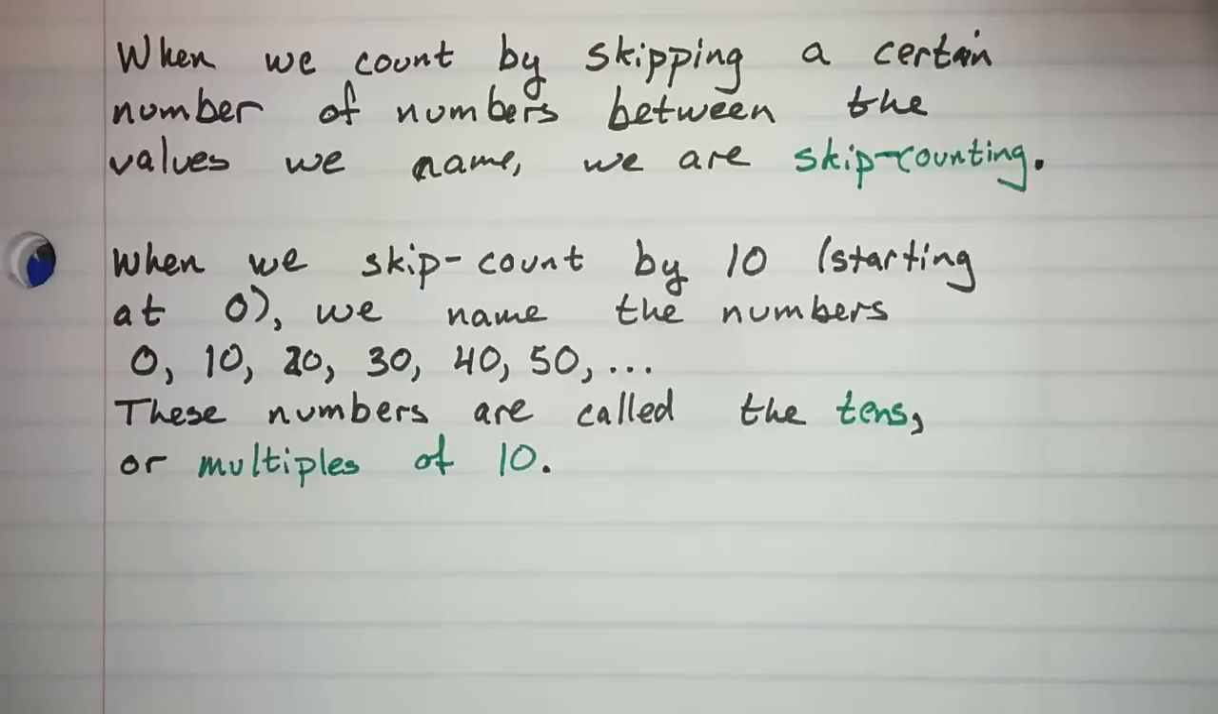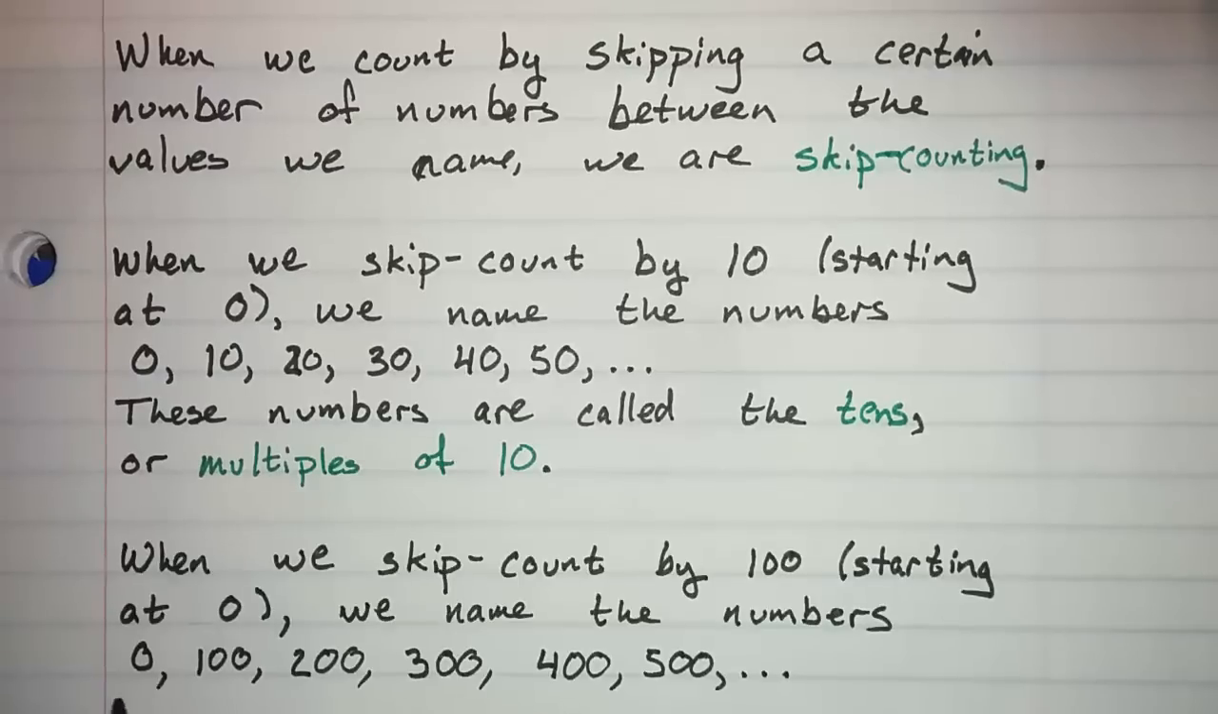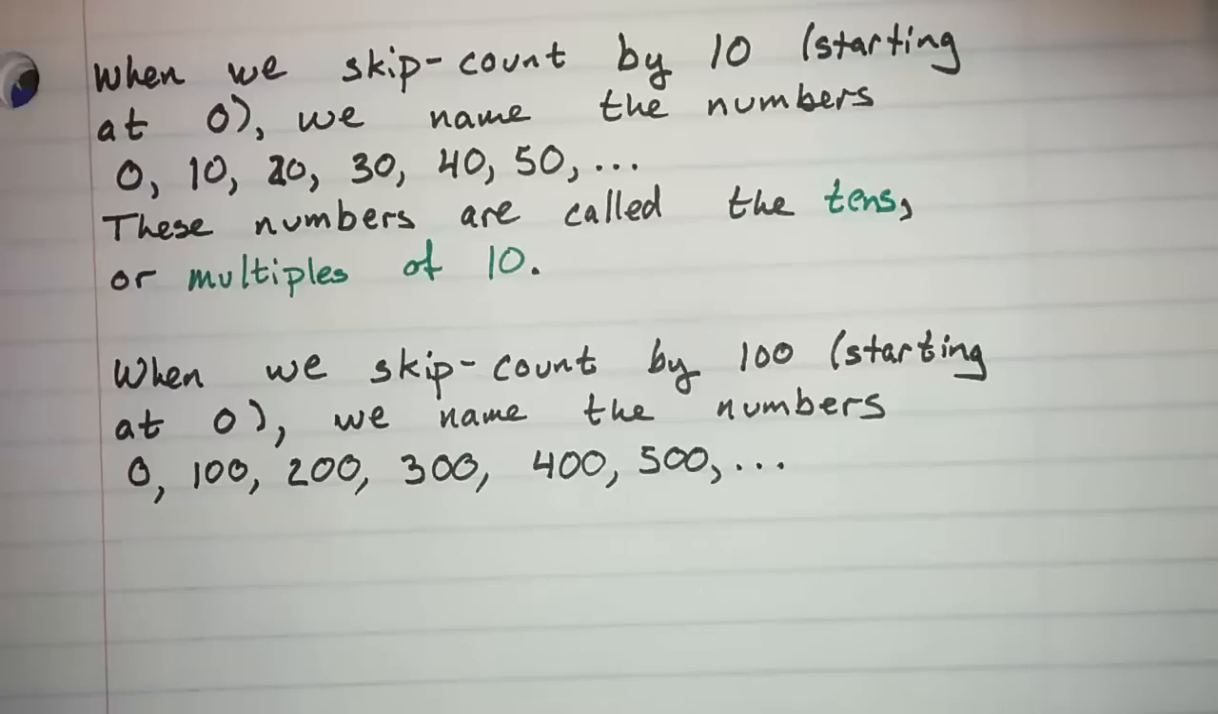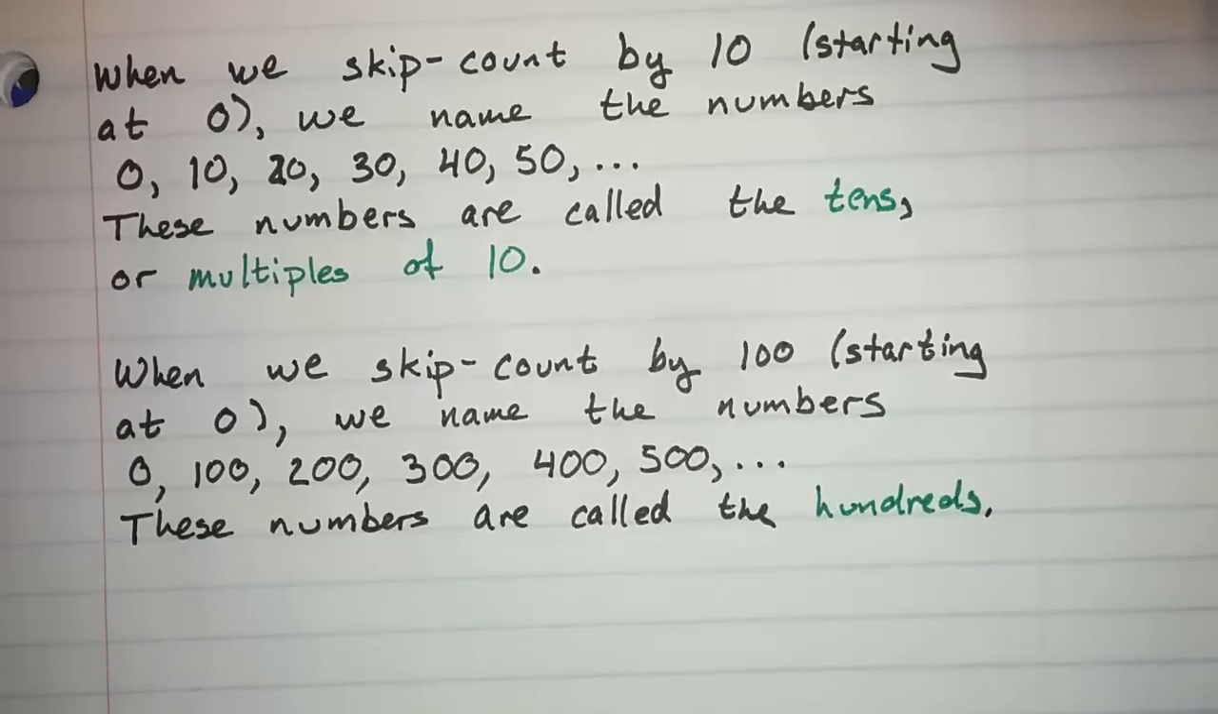When we skip count by 100, starting at 0, what numbers do we name? We name the numbers 0, 100, 200, 300, 400, 500, and so on. These numbers, creatively enough, we're going to call the hundreds. Or again, multiples of 100, but we'll talk more about that word multiple later.